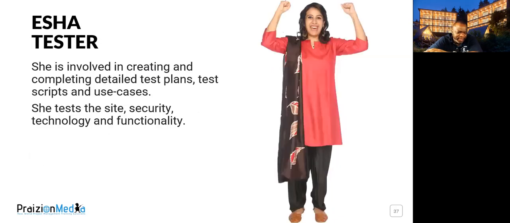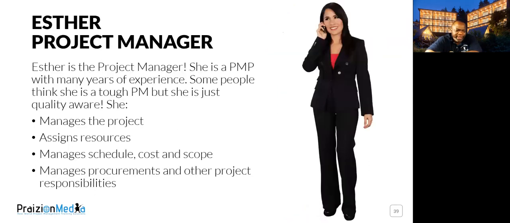Isha is a tester, right? She's involved in creating and completing detailed test plans. She writes test scripts, use cases, and she tests the site. She tests site security, technology, and functionality. She's really good at what she does. The next team member is our project manager. The project manager is Esther, and Esther has a PMP and lots of years of experience. Some people think that she's tough, but she's just quality aware, right? She manages the project well, she assigns resources, manages schedule, cost and scope, and manages procurements and other project responsibilities.